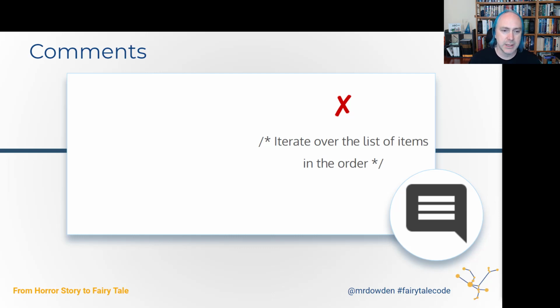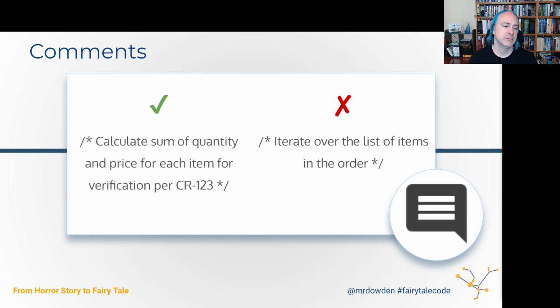This is not helpful. This is code. However, I might not know this. What I'm doing is calculating the sum of quantity and price for each item for verification per this specific story or issue or ticket, right? This is helpful. This tells me where to go look for information about this later if I want to change it so that I don't make a mistake or screw something up, right? That's valuable.